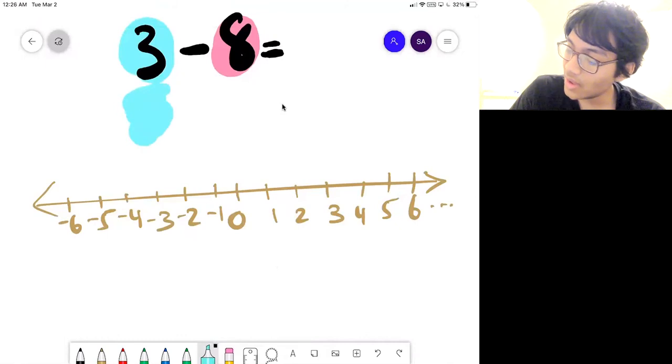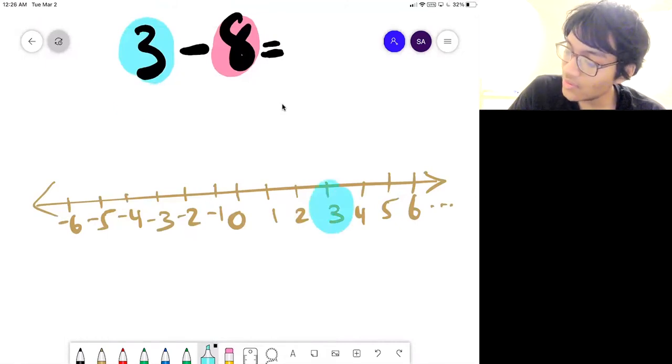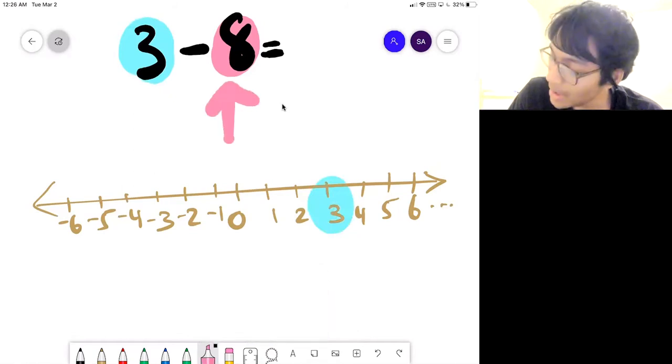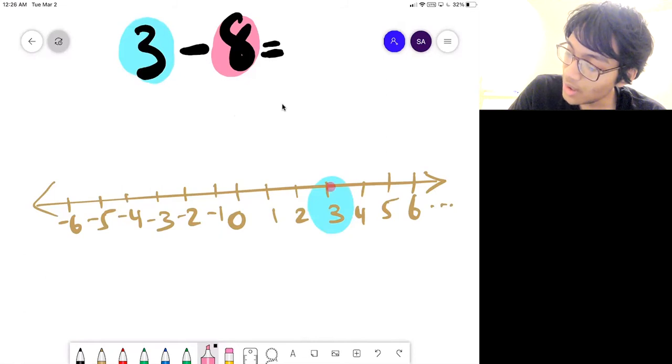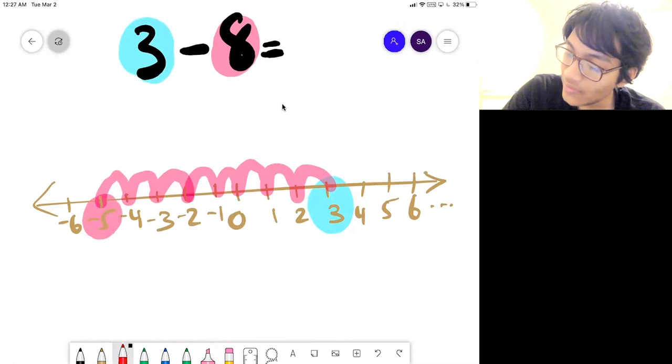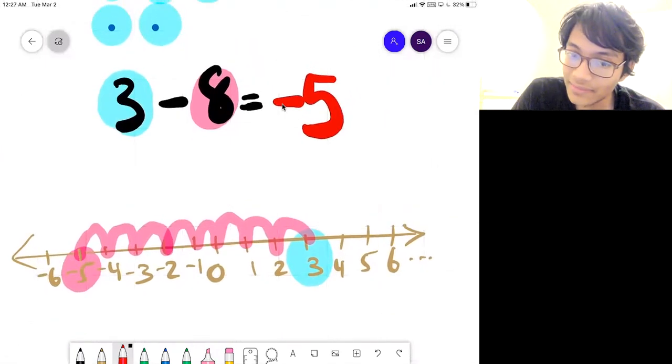So where do I start? I start at 3, right? That's my start. So if I start at 3, this is 3. How many hops back do I go? I go 8 hops back. So let's do that. 1 hop, 2 hop, 3 hop, 4 hop, 5 hop, 6 hop, 7 hop, 8 hop. Okay, so where do we end up? We end up at -5. So that means 3 minus 8 is negative 5.